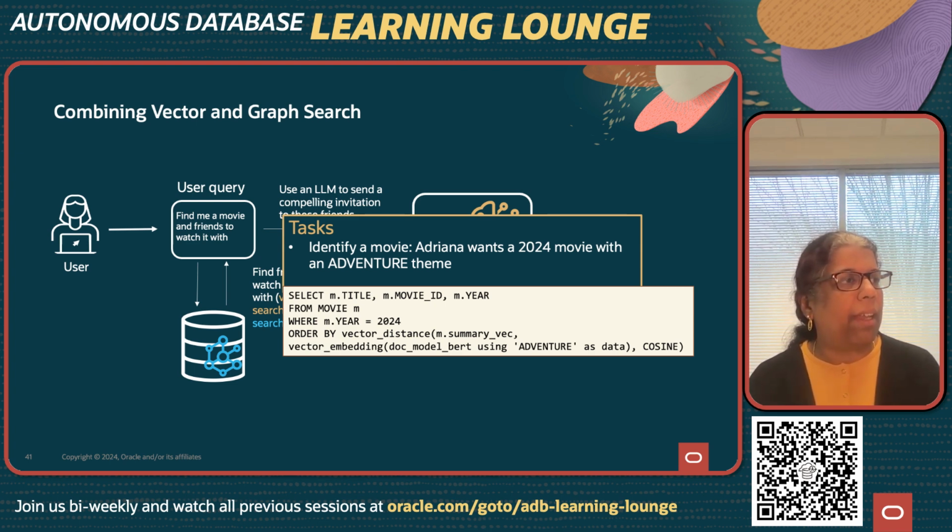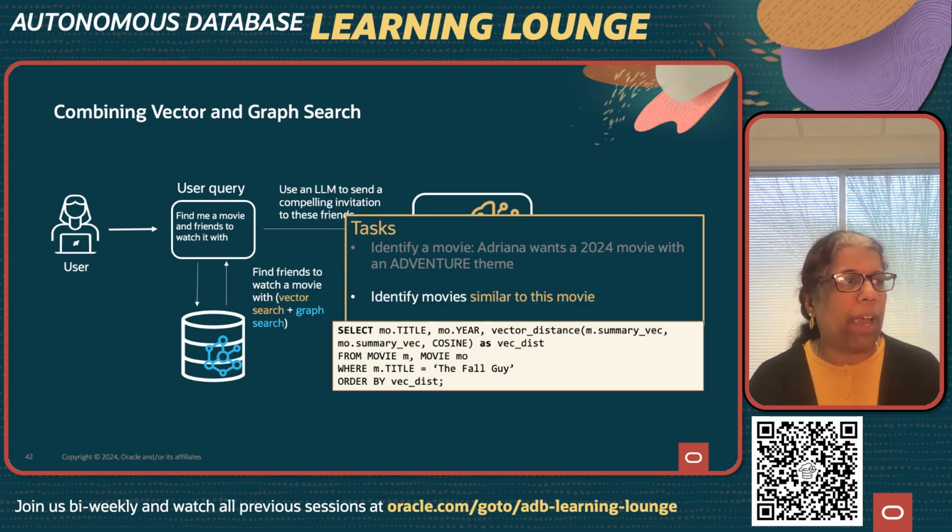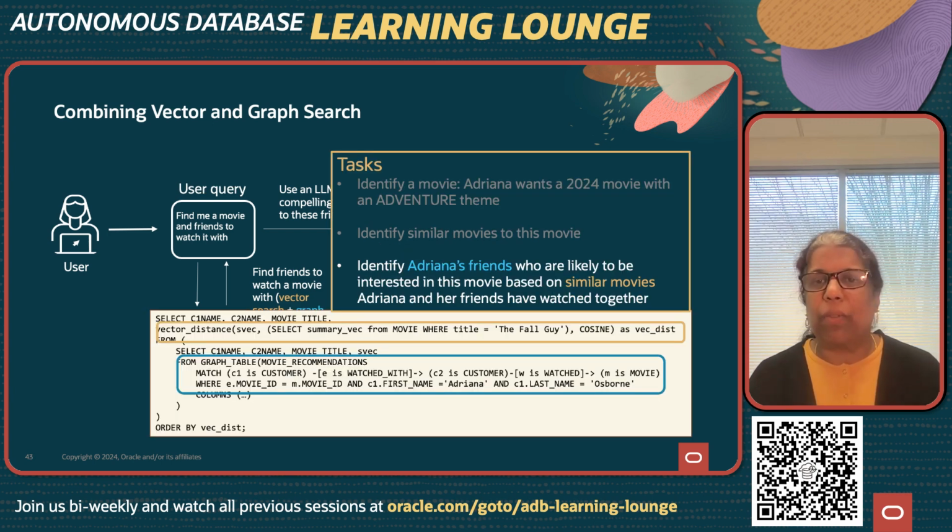Then task 2 is to identify movies similar to this movie, because she's identified a movie and now wants to find similar movies so she can identify the right friends to watch it with. The movie identified is Fall Guy. Now she goes through the movie table and finds other movies that are similar, based on matching a vectorized representation of the movie summaries. Once she gets these other movies, we can find out which friends watched those movies with her that were similar to the Fall Guy, so that she can invite them to watch this movie.